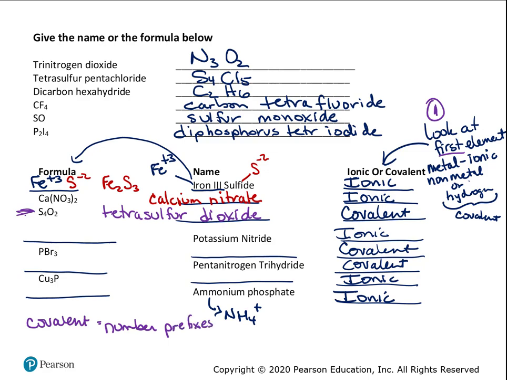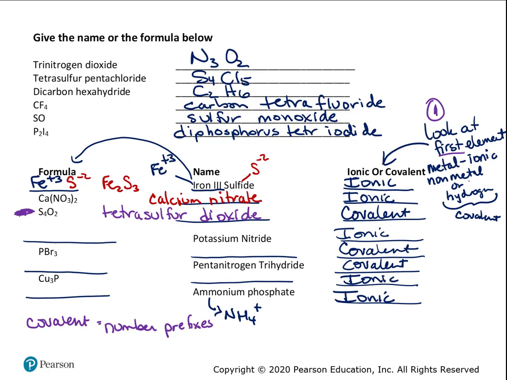You have to name both of them, right? You have to name how many of the first element, how many of the second element. If the first element's only one, you don't have to use mono. But under all other circumstances, like for S4O2, that is tetrasulfur because it's 4 sulfurs. So you see this one? It's a covalent molecule. I put sulfur and I put oxide, but I got to go back and add those number prefixes to indicate how many of each. Only for covalent. You do not use number prefixes for ionic.